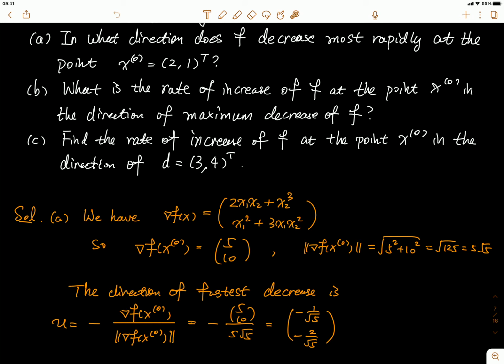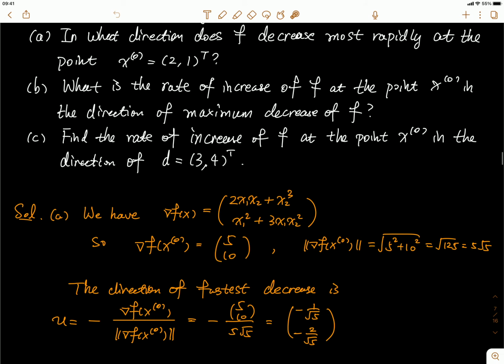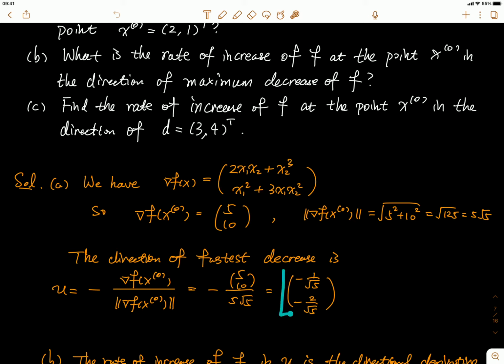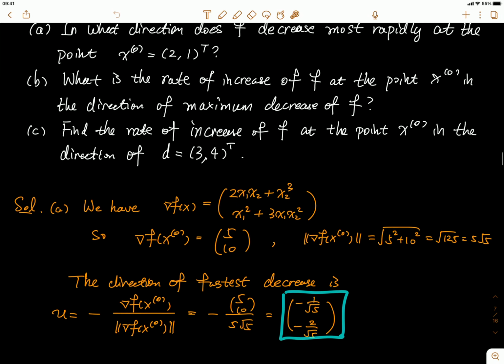So the direction of fastest decrease will be just the negative gradient direction. Let's call it u, and this should be the negative of the gradient, and I'll normalize it, since I want it to be a unit vector. So I put the norm in the denominator over here. When I do the computation, I'll get this value. So that is u, the direction along which f is decreasing the fastest. Okay, so that's part A.